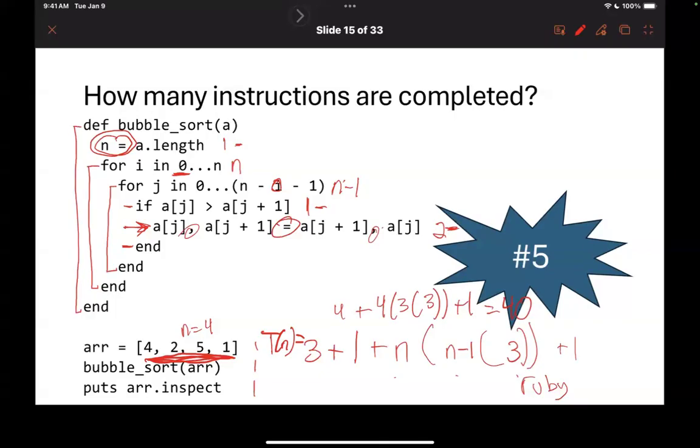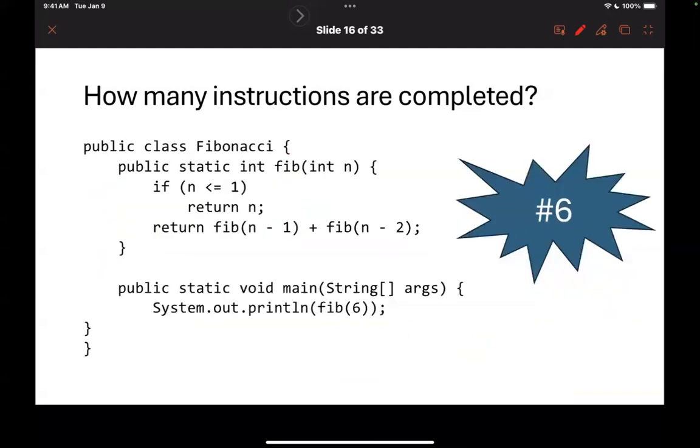I said 40. Congratulations. Yeah. Okay. All right, this one is hard.